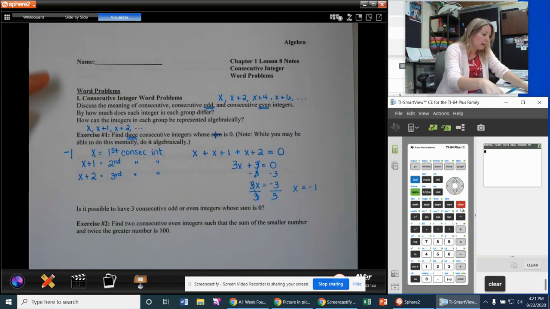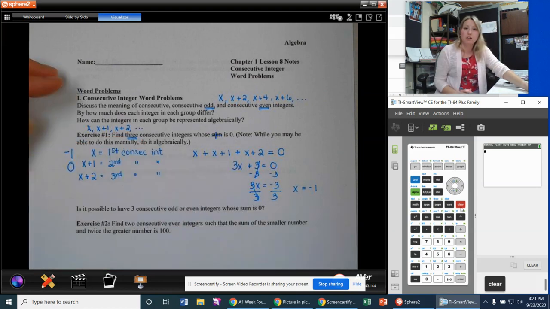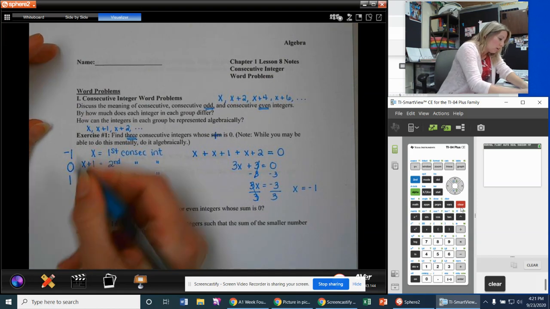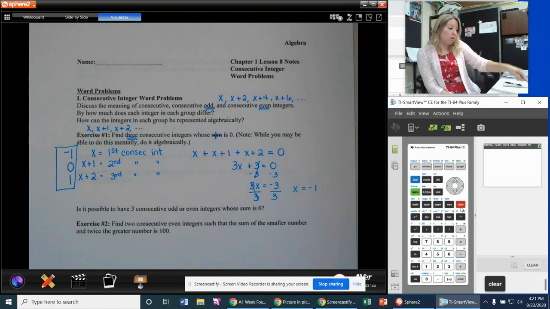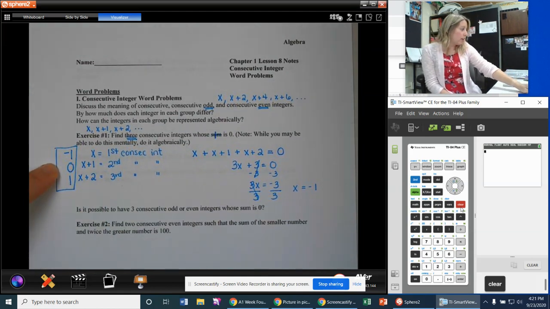Now take that x and add 1 to it. What's x plus 1? It's 0. That's my next consecutive integer. Now take that x and add 2. What's negative 1 plus 2? It's 1. There are my 3 answers. And because I already represented what they all were over here, I can just write it out right here. All right? Let's keep going.